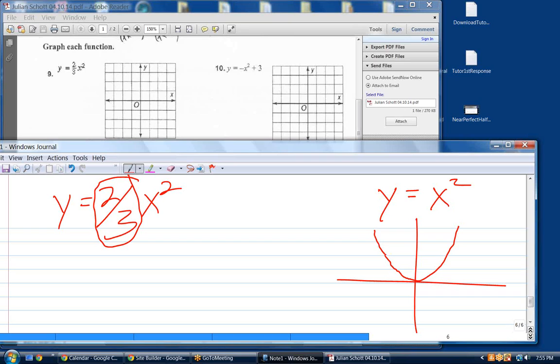Means every point has to come closer to the x-axis, right? So am I looking at that, or am I looking at that?